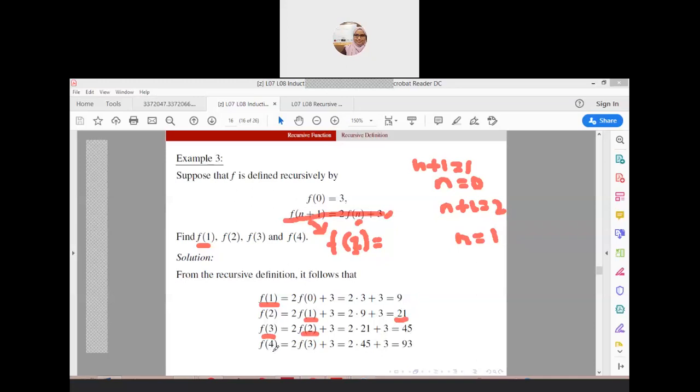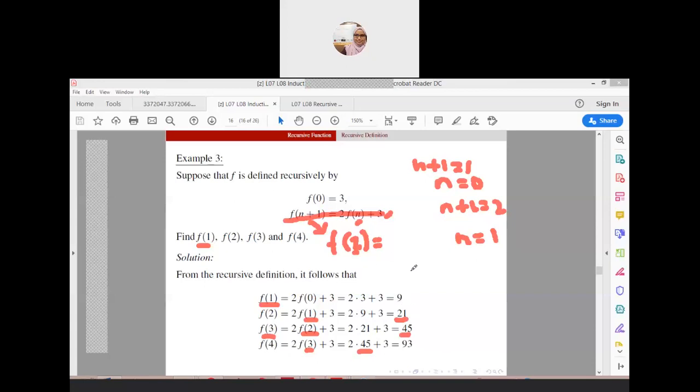Okay, same as f4. If we want to find f4, we use the previous value, where n plus 1 is 4, then n is 3. So 2f3. Then we use the f3 value here, just replace it: 2 times 45 plus 3 is equal to 93. So here is what we call recursion, which is pengulangan by using the previous information.